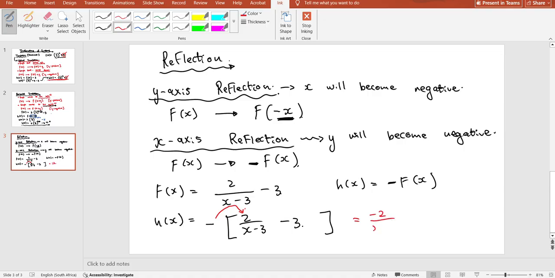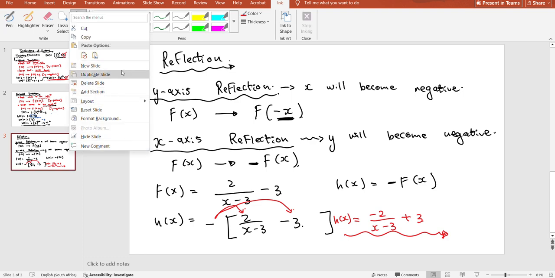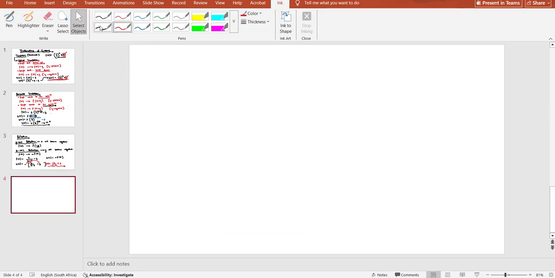I'm just going to write it like this. You can write it like that. And it's timesing the next guy to give me a positive 3. So this is my new h of x. And there we go. I hope again you're seeing what I'm doing. All right. Then lastly, I've talked through the 4 important ones. There's one last one, which is this.